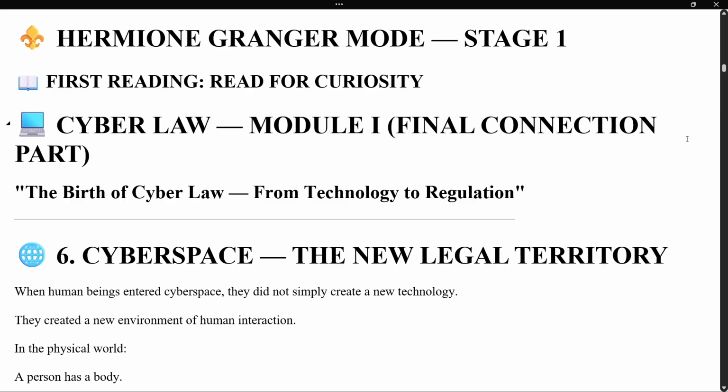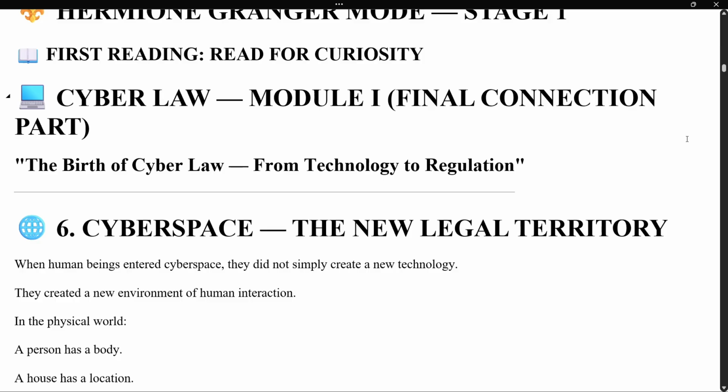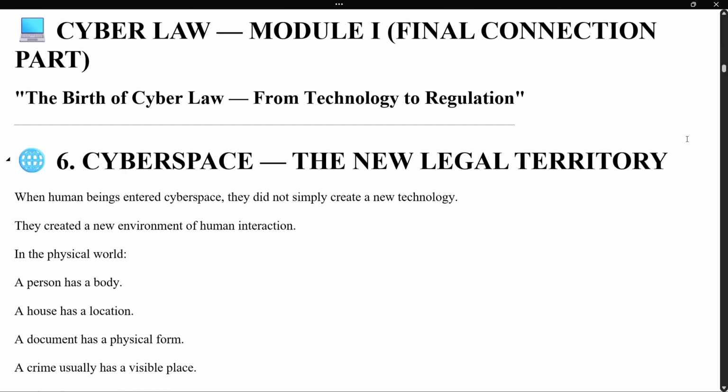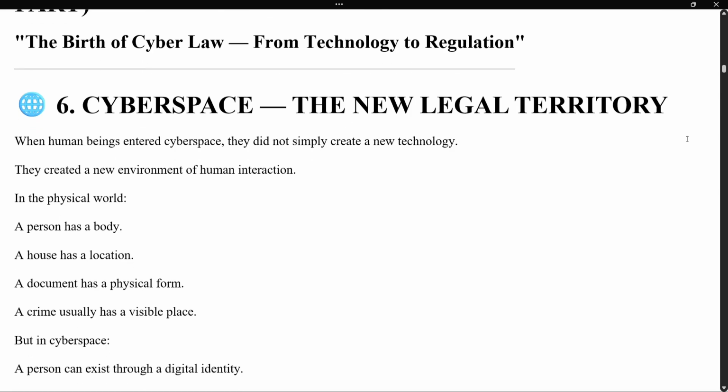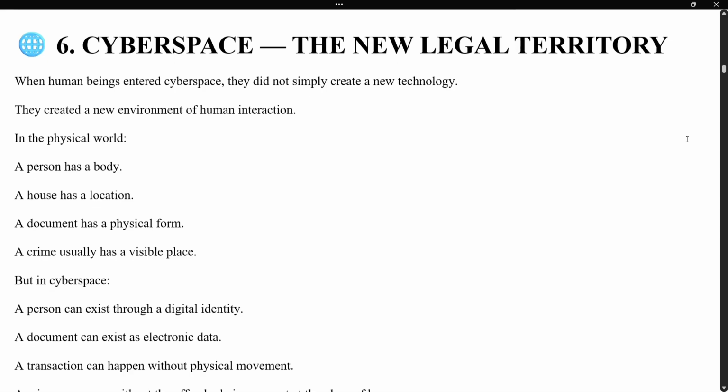When human beings entered cyberspace, they did not simply create a new technology. They created a new environment of human interaction. In the physical world, a person has a body. A house has a location. A document has a physical form. A crime usually has a visible place.